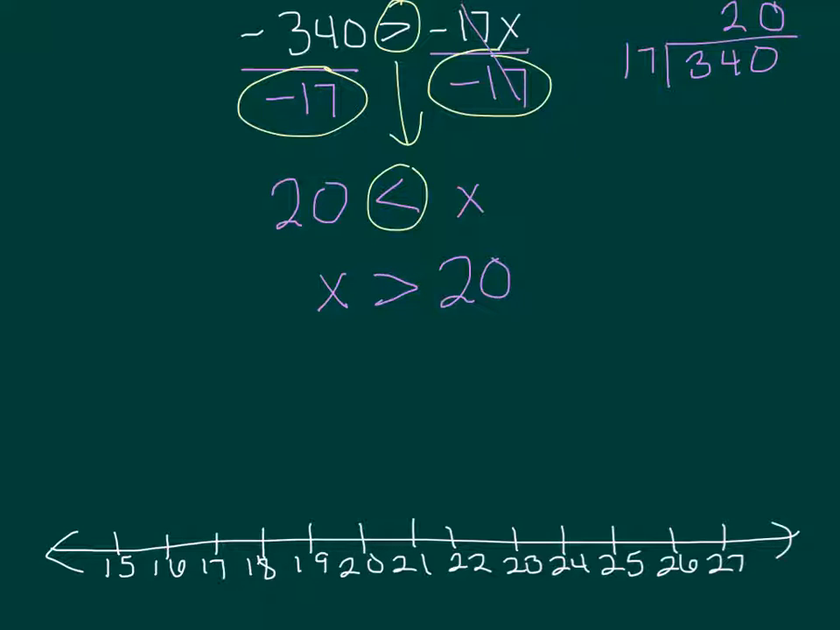Now, notice it's just greater than. We don't have the equal underneath. So that means we're going to do an open circle, because 20 is not part of our solution. It's just everything greater. And greater is going to be to the right. Notice again, the arrows are going the same direction once you get the variable on the left.